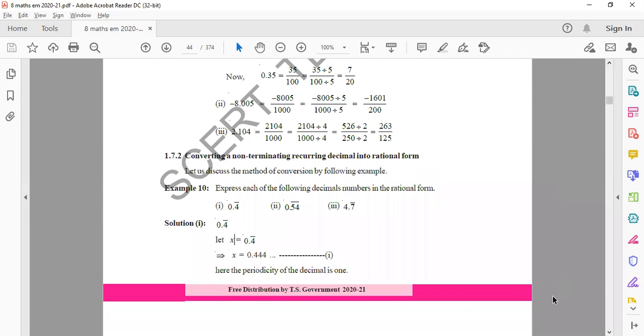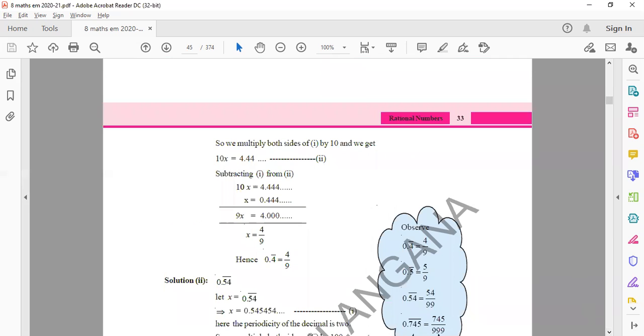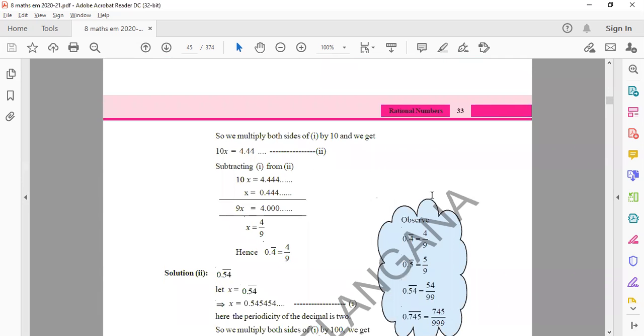The first question is x is equal to 0.4 bar. I'll write on the next page directly for the sake of your own understanding. So write the question, it is very simple: x is equal to 0.4 bar. What is the meaning of this? x is equal to 0.444444, keep on going. After that, you can take this as equation number 1.